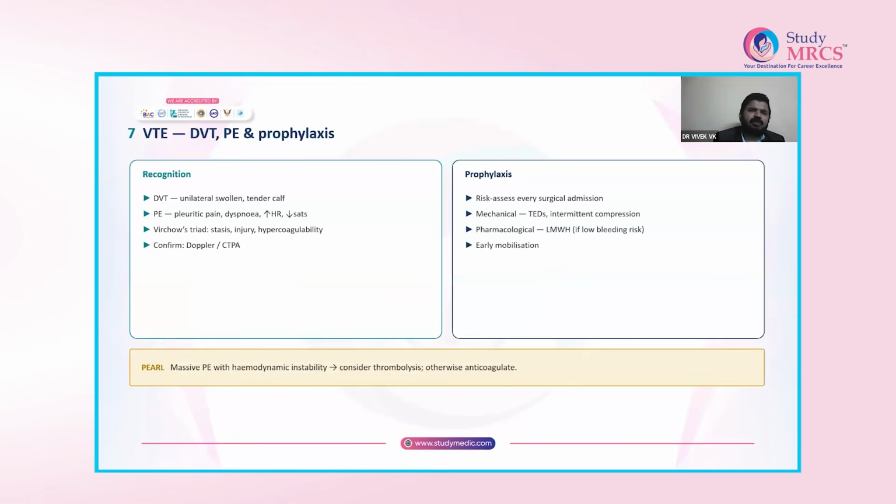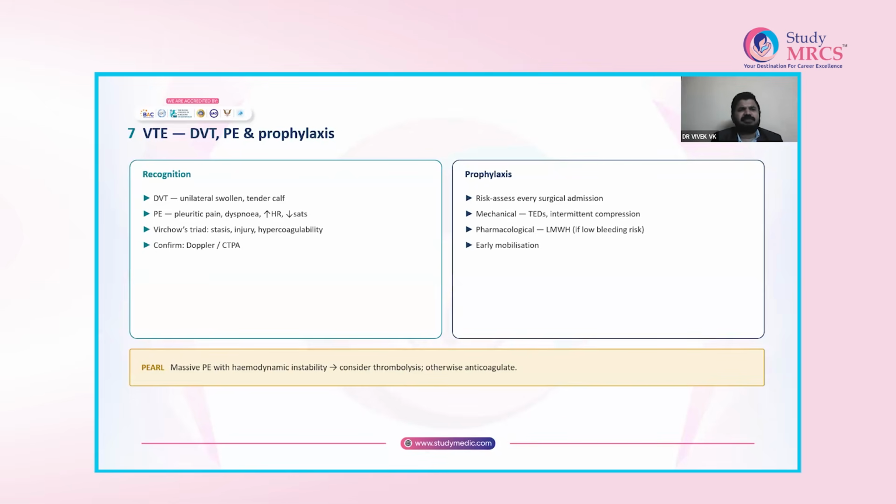So what about venous thromboembolism, the DVT and pulmonary embolism prophylaxis? How will you recognize a case of DVT, that is deep venous thrombosis? A unilateral swelling of the calf, and the patient is having calf muscle tenderness. That is a case of deep venous thrombosis. Obviously, this deep venous thrombosis can cause pulmonary embolism.